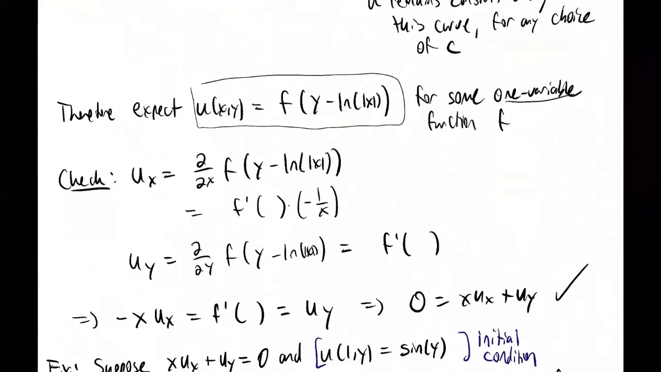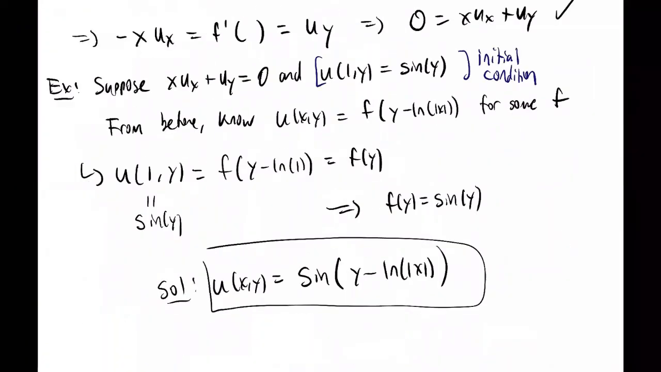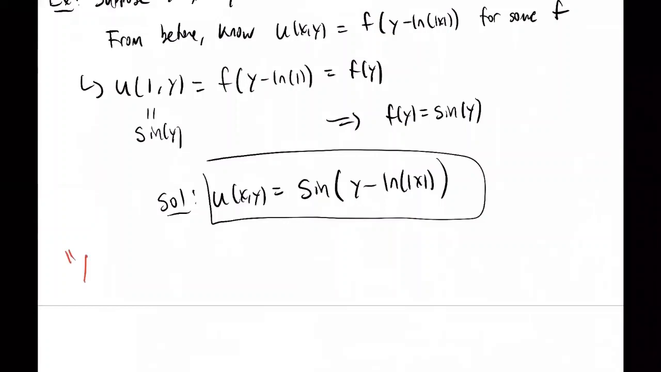And since this method involves finding these things called characteristic curves, the method is typically referred to as the method of characteristics. So the analysis we've been doing in these past two longer examples has been something called the method of characteristics. Let me just write this down.